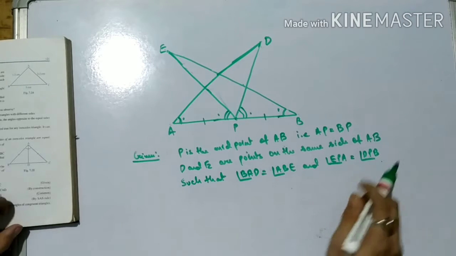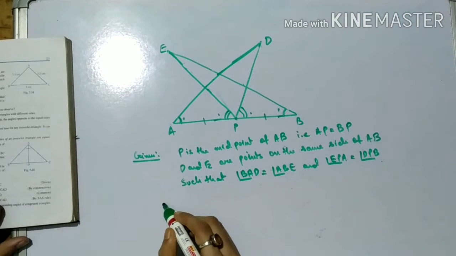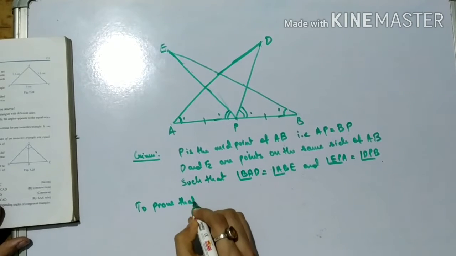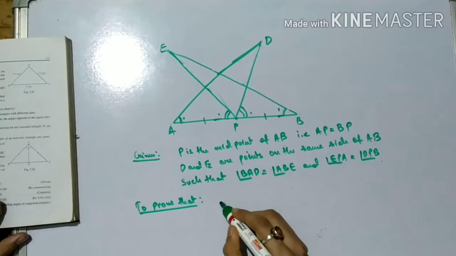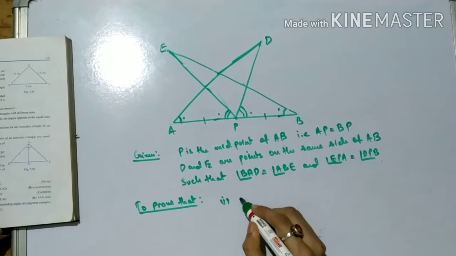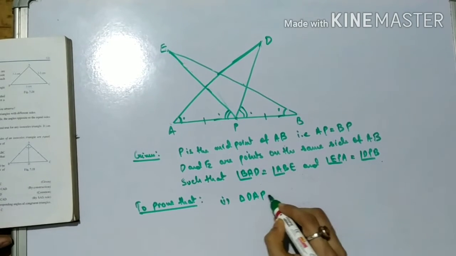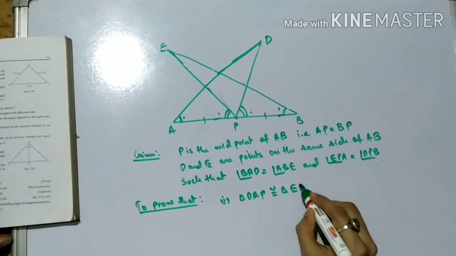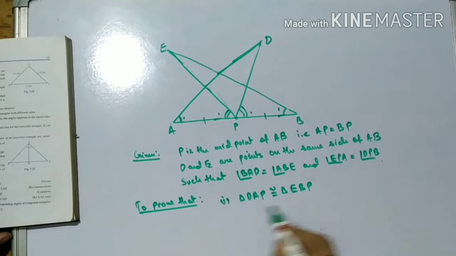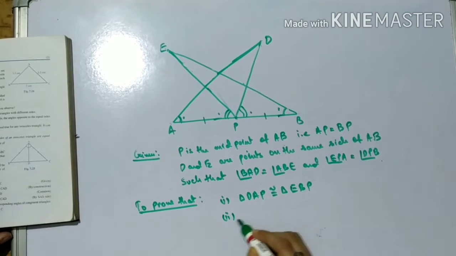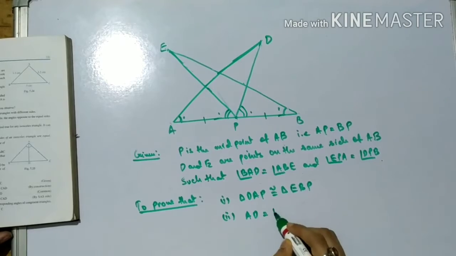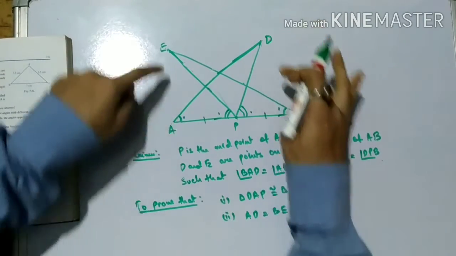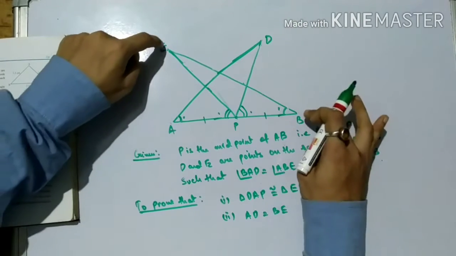Now I will write what I have to prove. To prove that, first, triangle DAP is congruent to triangle EBP. And the next is AD is equal to BE. This equals this, I have to prove.